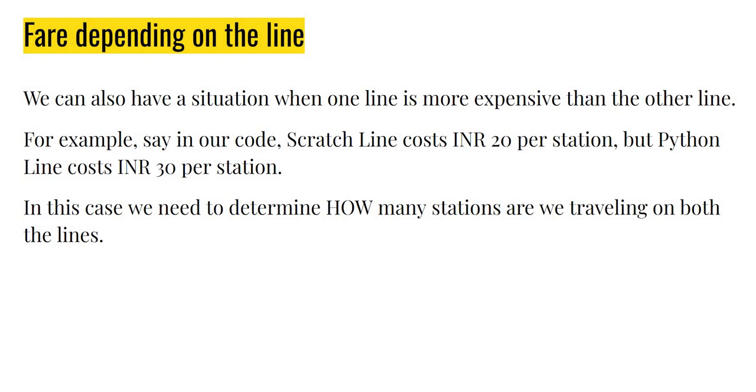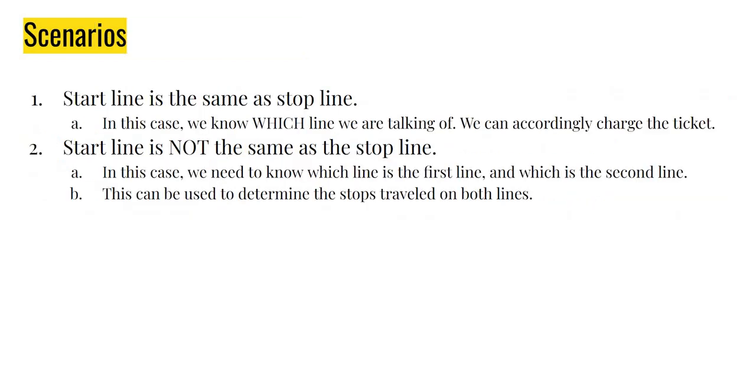Like I said, we need to figure out how many stations we are traveling on both the lines. We discussed before, there are two scenarios. Start line is the same as the stop line, in which case we know which line we are talking of, and we can accordingly charge the ticket. On the other hand, let's say start line is not the same as stop line. Well, in this case, we need to find out which line we are starting with, which line we are ending with, which is the first line, which is the second line, because accordingly, I'll know how many stations I've traveled on the scratch line and on the Python line, and then I can compute the fares.